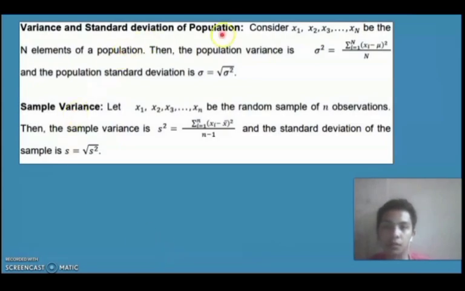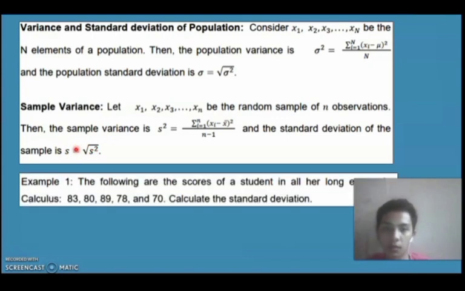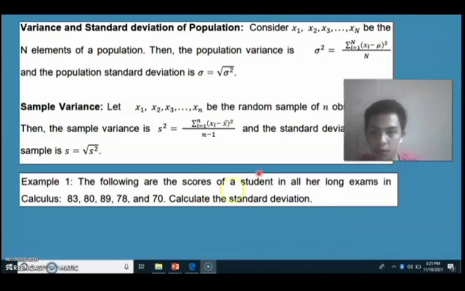Variance is the square of standard deviation. This is the formula for the population variance, and this is the formula for the population standard deviation. This is the formula for the sample variance, and here is the formula of the standard deviation for the sample. Let's have an example.